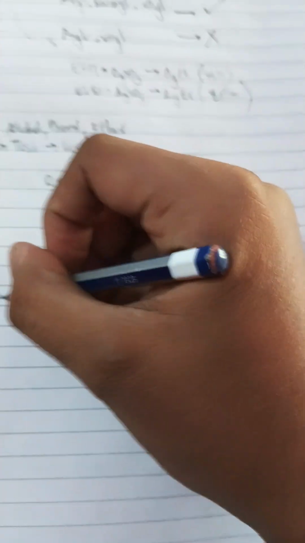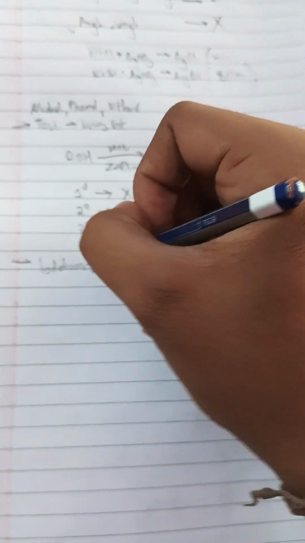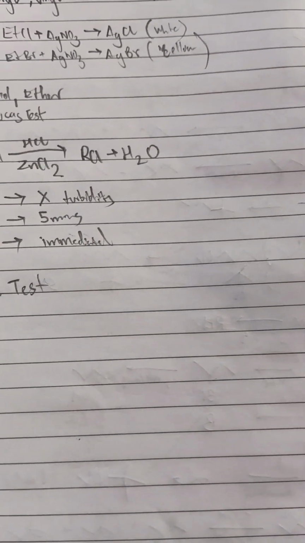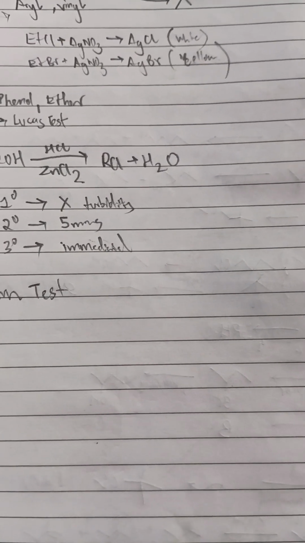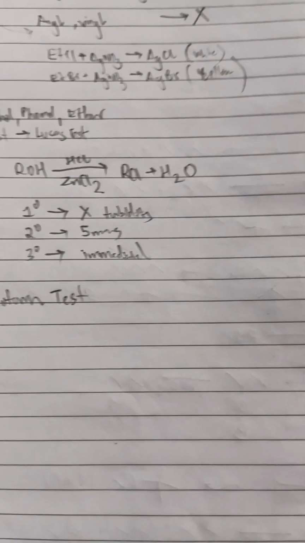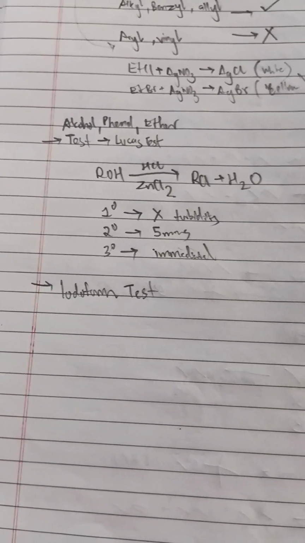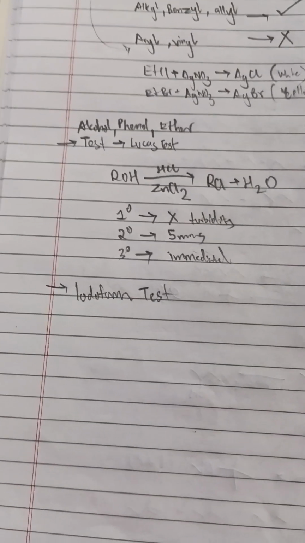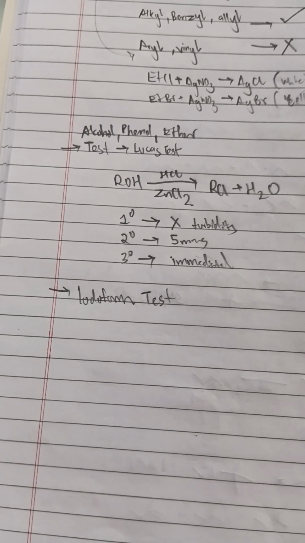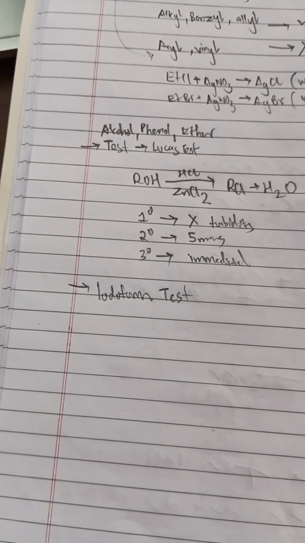Our second test will be the iodoform test. What is the iodoform test? When ethyl alcohol or any alcohol containing the CH3CH(OH) group is heated with iodine and aqueous NaOH or Na2CO3 solution at 333 to 343 Kelvin, a yellow precipitate of iodoform is obtained.